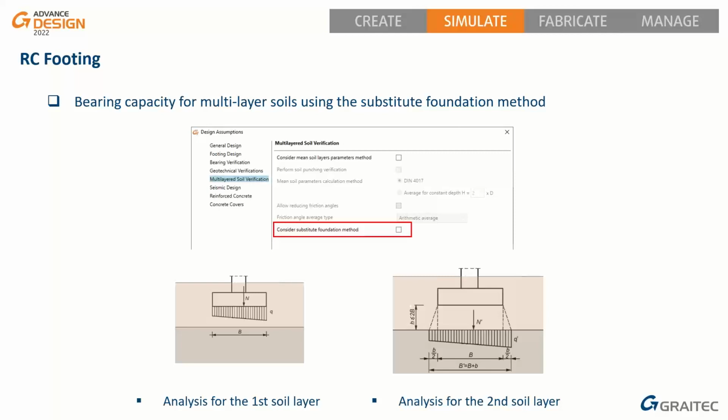This new method is called the substitute foundation method, which is based on the solution proposed in the Polish geotechnical standard, but it's not only Polish, it's from geotechnical books also. The idea behind this method is to check the bearing capacity of each soil separately, starting from the foundation level, but then for the next layer, the check is done on its top level.